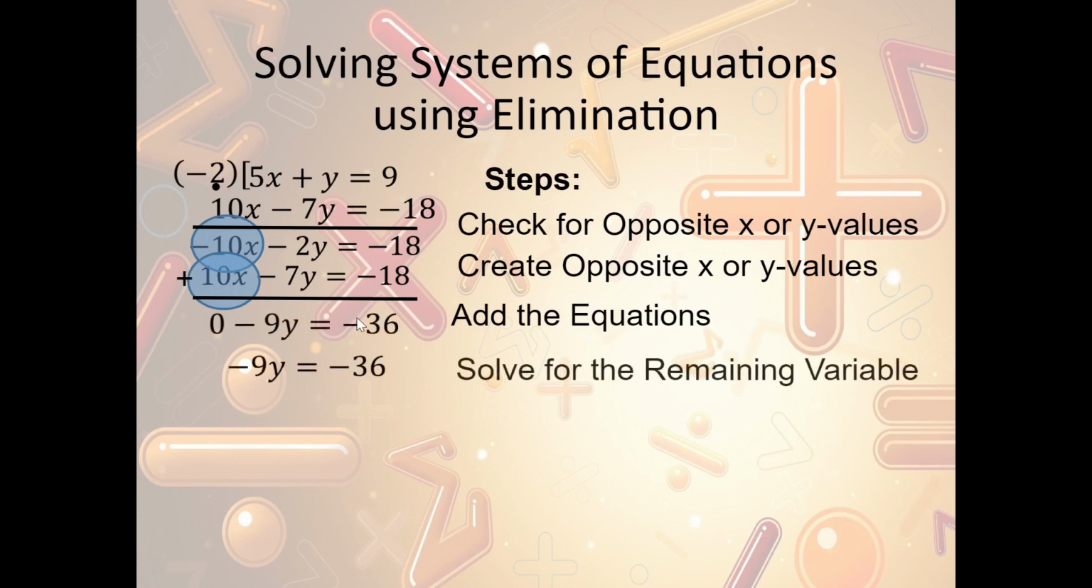So now I just need to solve for the variable. So I'm going to divide both sides by negative 9. And I get y is equal to negative 36 divided by negative 9 is positive 4. So that's my y value.